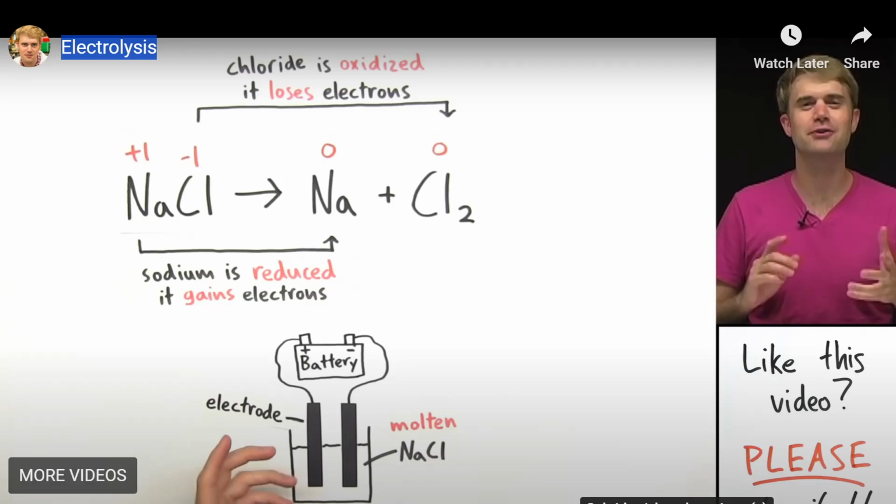So if this is the one that cations migrate towards, what is that electrode called? That is the cathode, and that would make this one the anode.